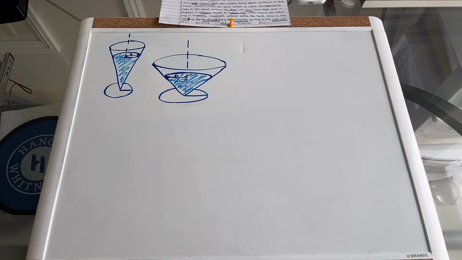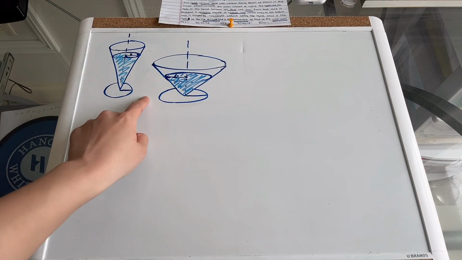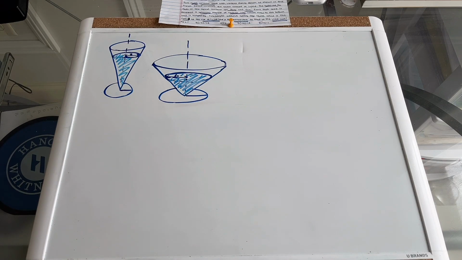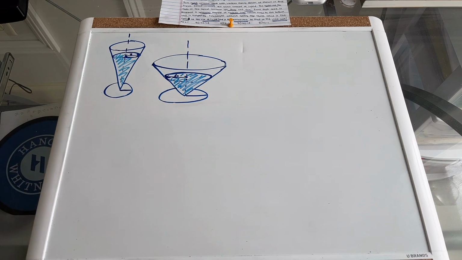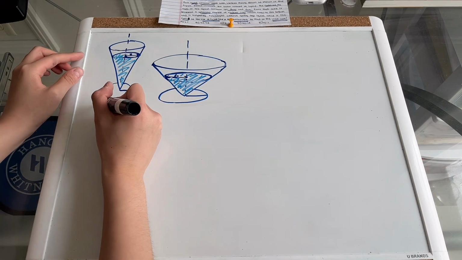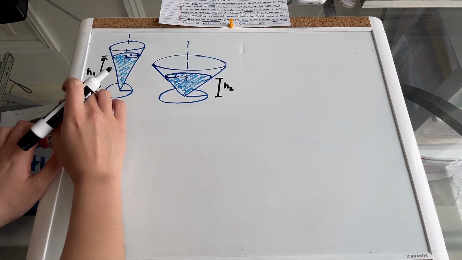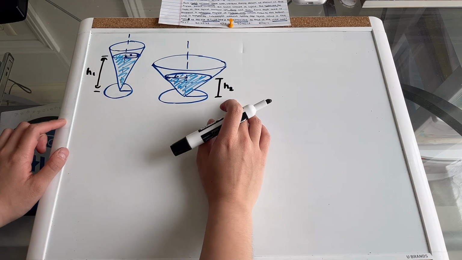So here's the diagram, and this is the narrow cone, and this is obviously the wide cone. And then here is the amount of liquid, and that is radius of 3, and that is radius of 6. So if we're going to find the ratio of these two heights, then we can list the height for the narrow cone as h1, and this one will be h2.